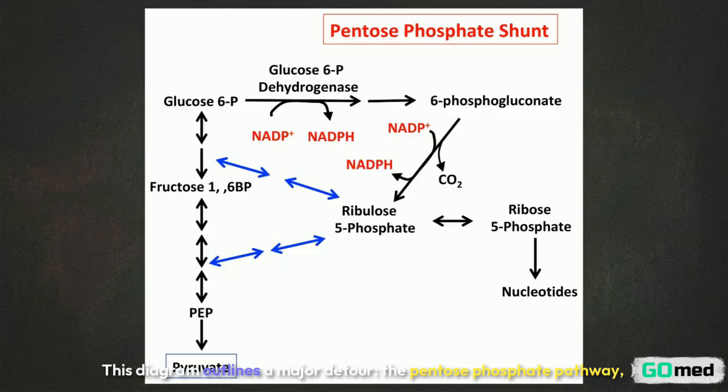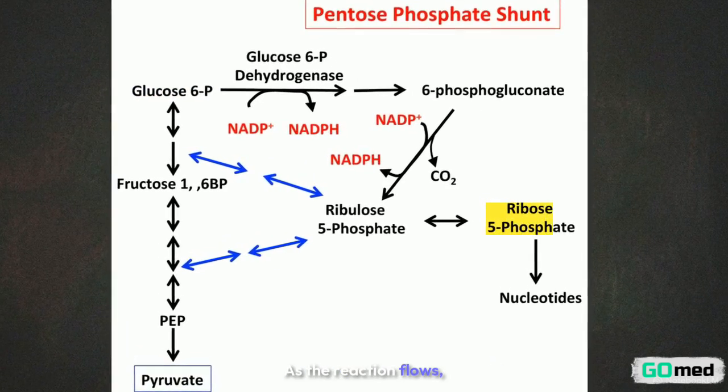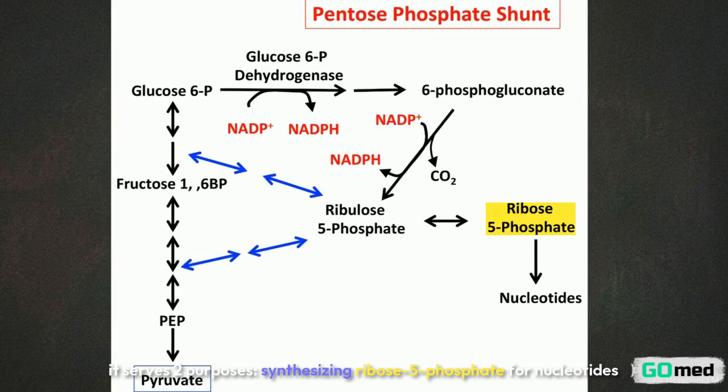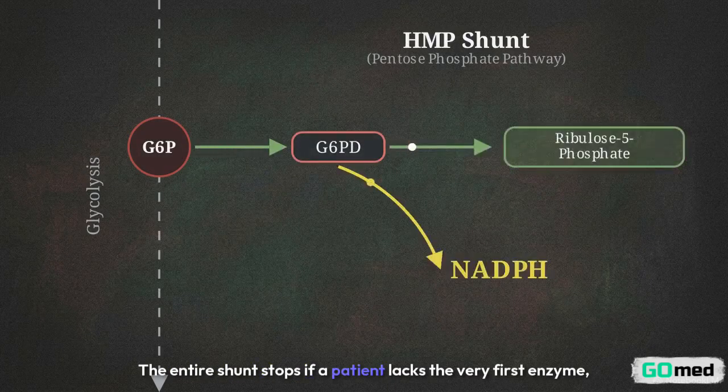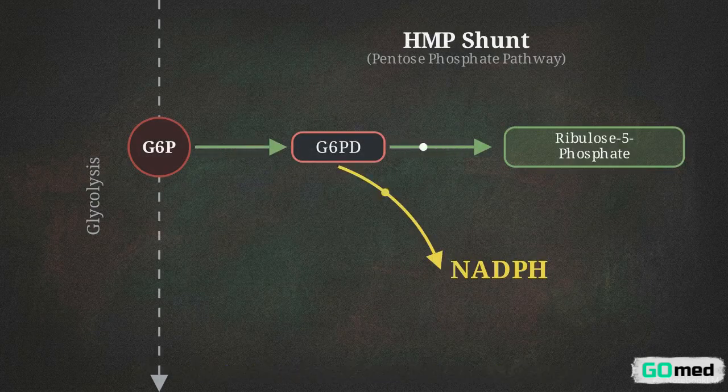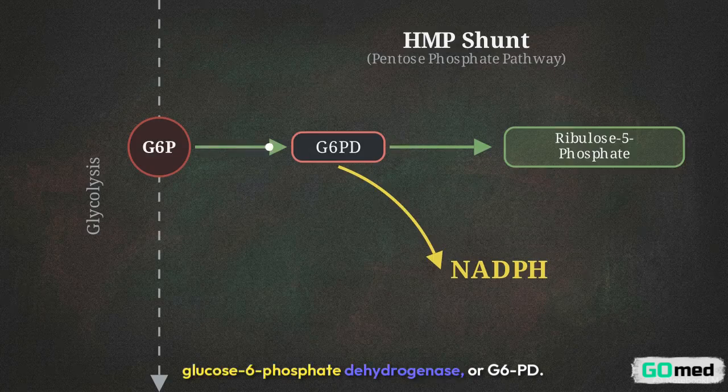This diagram outlines a major detour, the pentose phosphate pathway, or HMP Shunt. It branches directly off glucose 6-phosphate. As the reaction flows, it serves two purposes: synthesizing ribose 5-phosphate for nucleotides and generating NADPH, a vital reducing agent. The entire shunt stops if a patient lacks the very first enzyme, glucose 6-phosphate dehydrogenase, or G6PD.